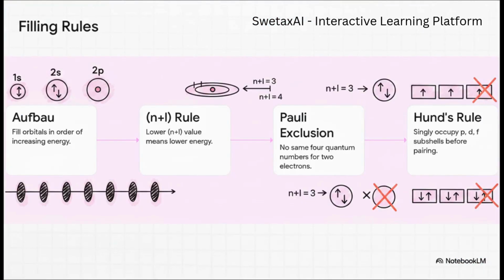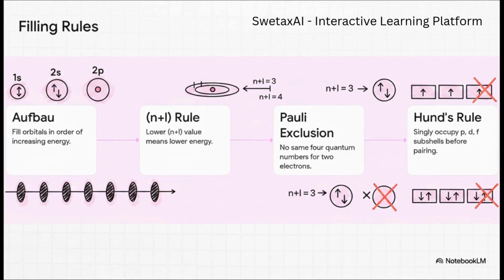And finally, section 6, rules for filling electrons. So now that we have this awesome address system, how do we actually build an atom from scratch for all those chemistry and physics problem sets? Well, here are the 4 rules you're going to use constantly. Step 1 is Aufbau's principle. You always fill orbitals in order of increasing energy, starting with 1s, then 2s, 2p, and so on.